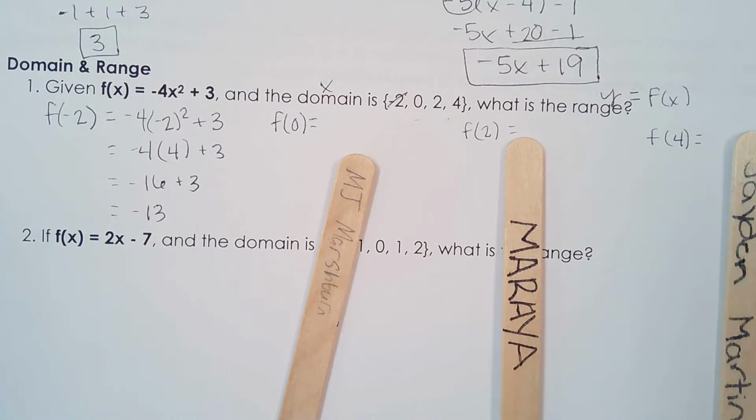Everybody should be doing all 3 of these, not just the people that I called on. You've got to check your answer. You're finding f of 0, f of 2, and f of 4.